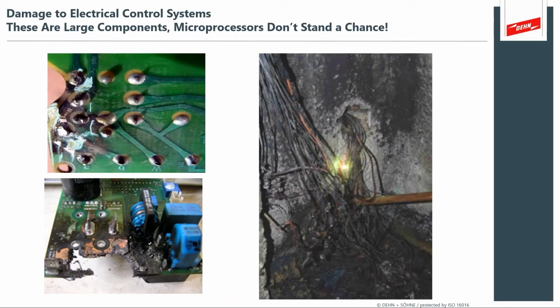So why do we care about lightning strikes? Well, things get burned up from lightning. So you have things that are large components on circuit boards, but you can picture that if this is the damage to a large component, what's going to happen to your microprocessors? They don't stand a chance. You have direct fire.